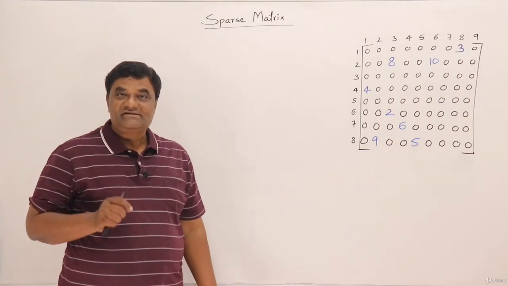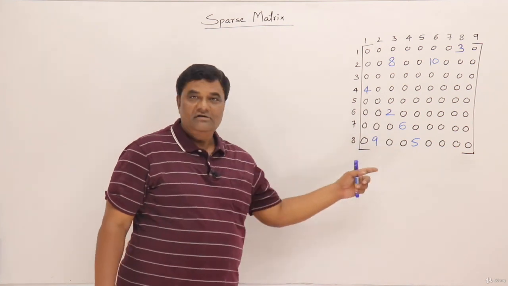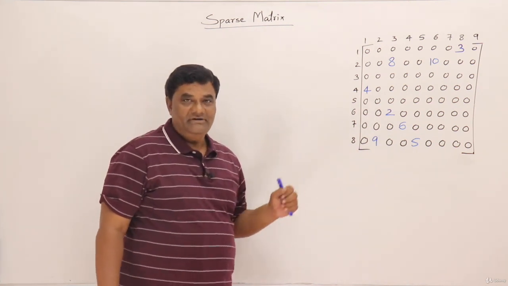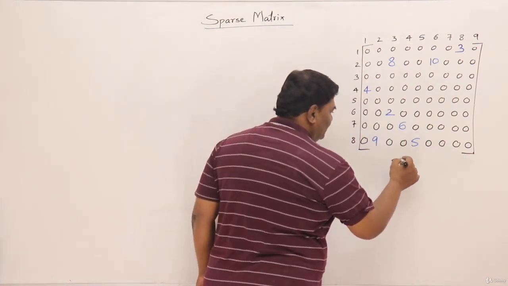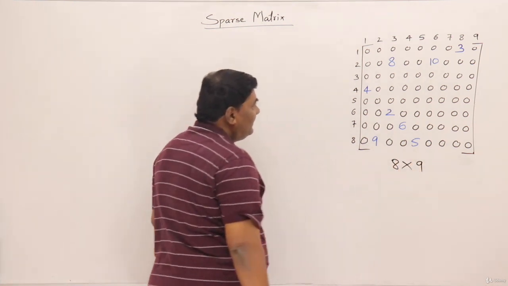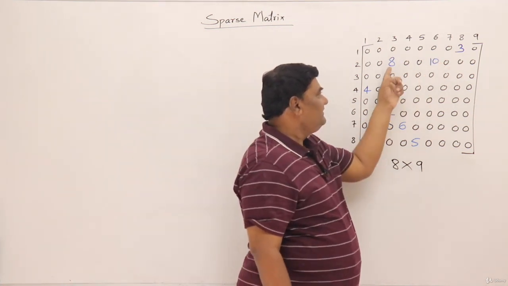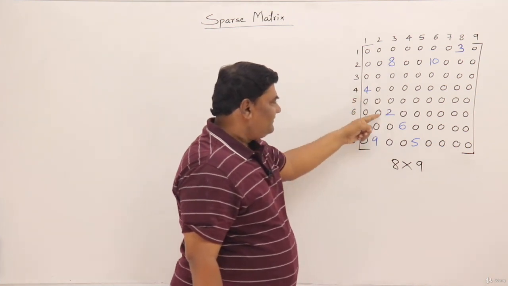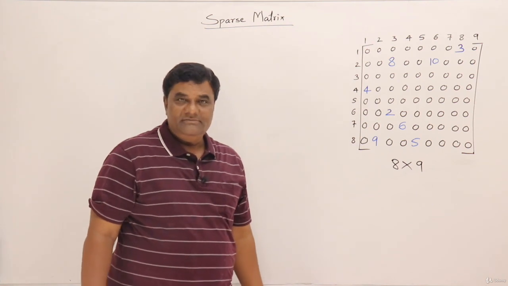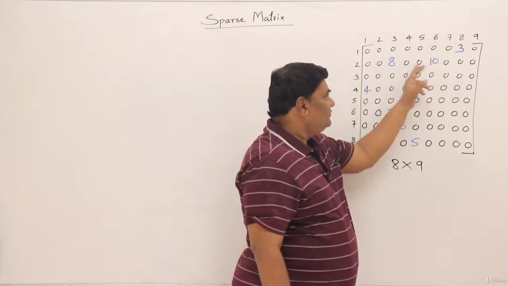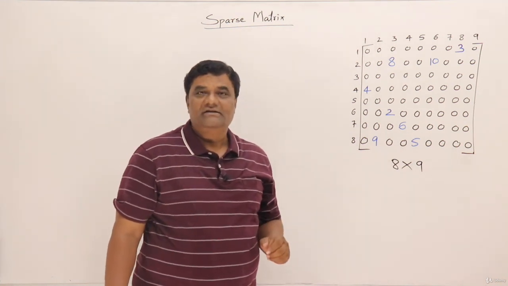Our next topic is sparse matrix. A matrix in which there are more zero elements. I have an example matrix of order 8 by 9, and you can see that it has very few non-zero elements, like 3, 8, 10 and 4, 2, 6, 5, 9. There are very few non-zero elements. If I count 1, 2, 3, 4, 5, 6, 7, 8, only 8 non-zero elements are there.